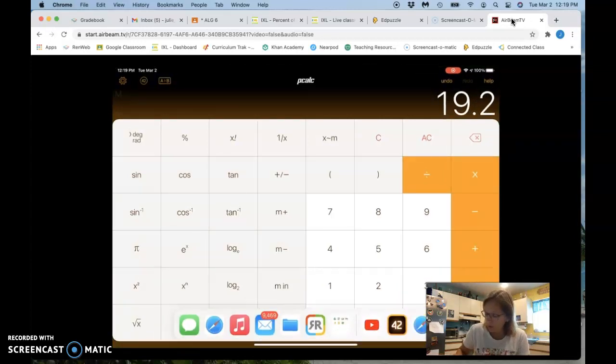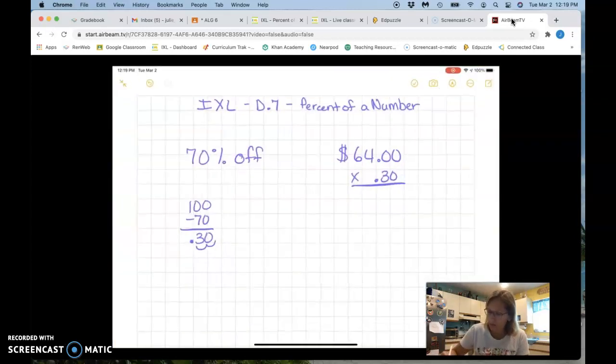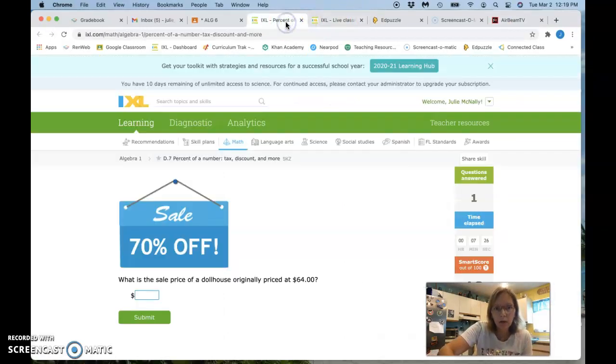19.2. Again, we can't just have one place for our change when we're dealing with money, so I'm going to have to add that 0 on the end. Okay, so $19.20 is how much that dollhouse will cost.